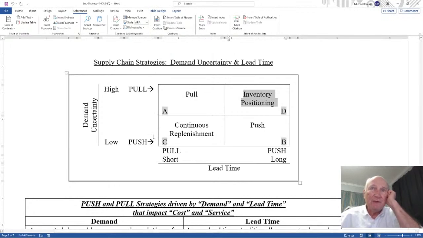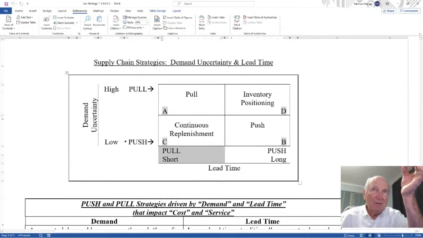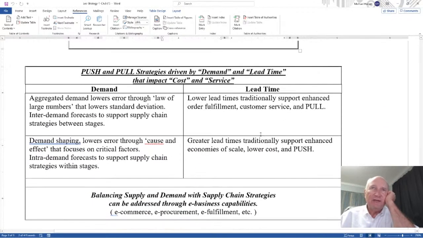On the other hand, if you have short lead times, it has to be there, but you have low demand uncertainty, you pretty much know what the demand's going to be. So let's just keep it coming. Continuous replenishment. Keep going downstream so you have short lead times. It happens very quickly. And you have a push system upstream.